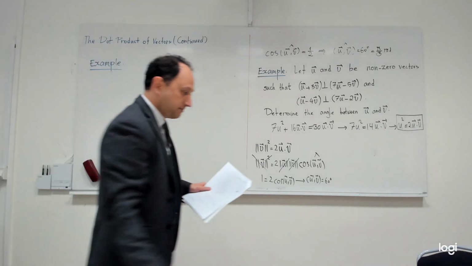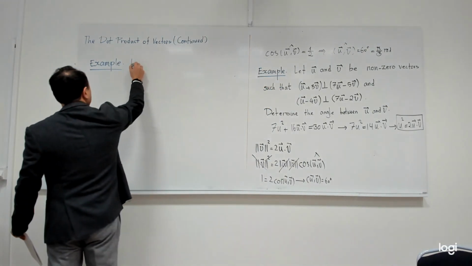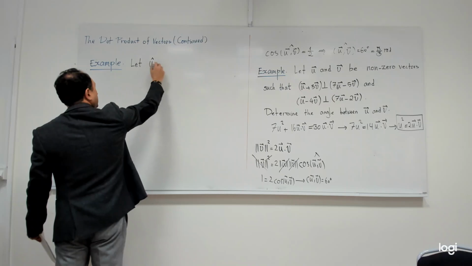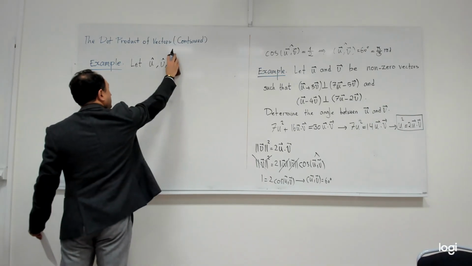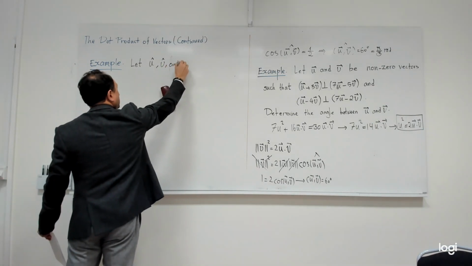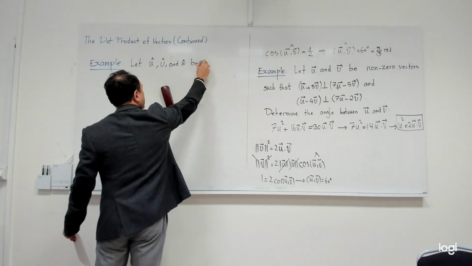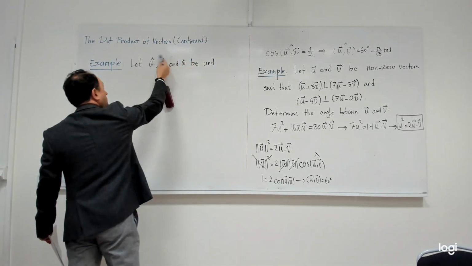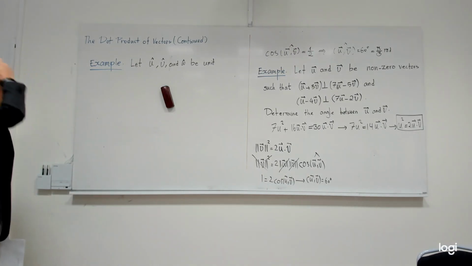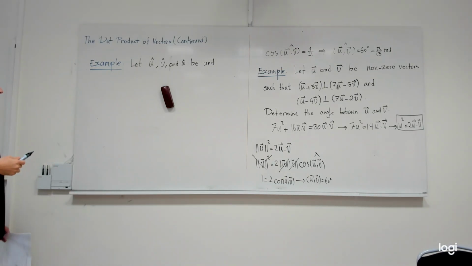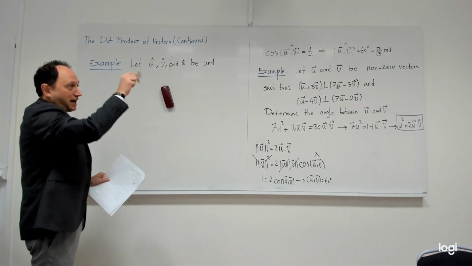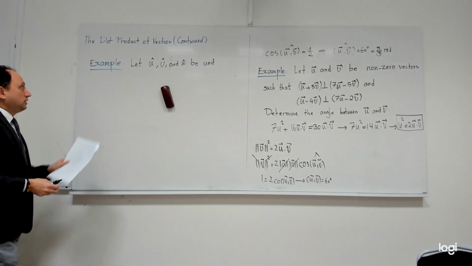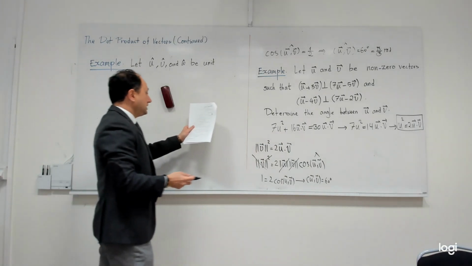So I would say let U hat, V hat, do you remember what is the meaning of this hat notation? And W hat be unit vectors. Do you remember? I use this symbol hat when I am facing a vector which is of unit length. So to emphasize that I have a unit vector, instead of putting an arrow, I put this hat on top of it. So let U hat, V hat, and W hat be unit vectors.